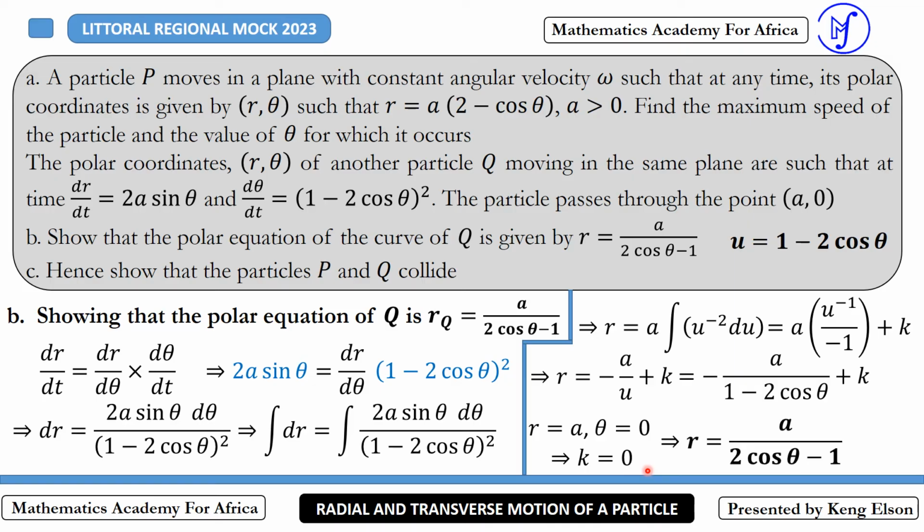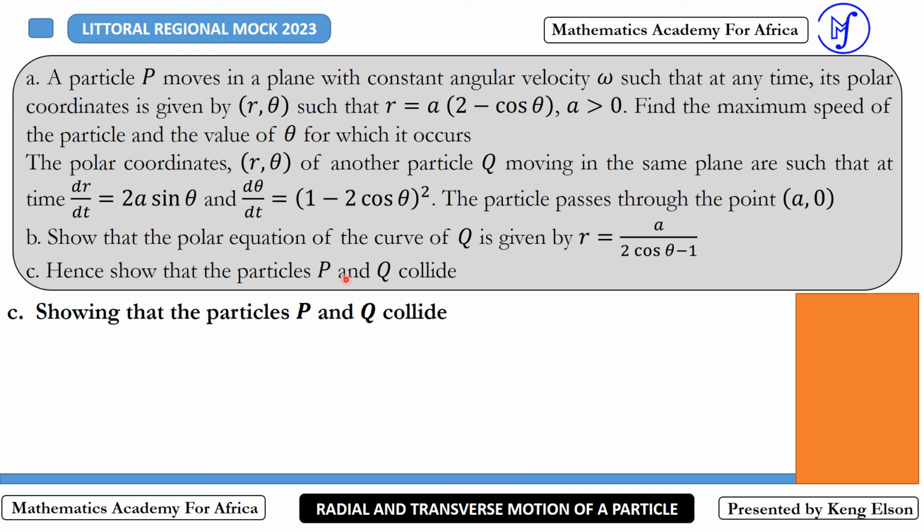K being equal to 0 means we can conclude that the polar equation of the curve that Q passes through is A divided by 2 cos theta minus 1, because you just need to replace k with 0, and then this negative sign here multiplies the denominator, and we get 2 cos theta minus 1.